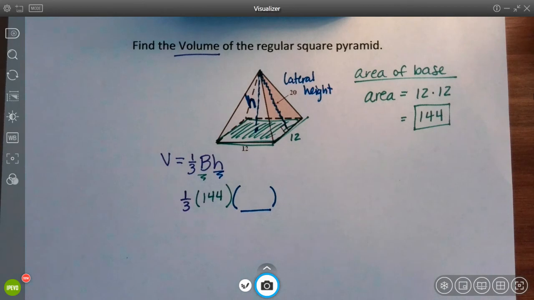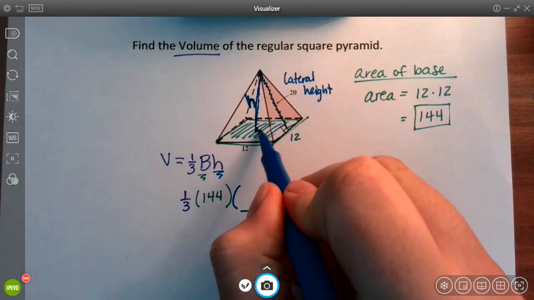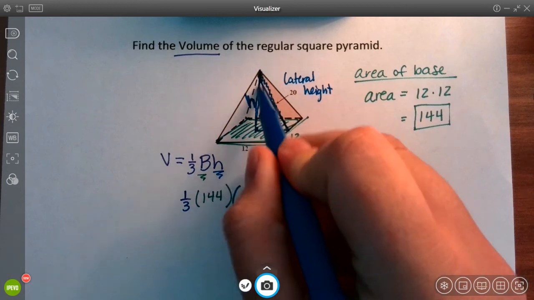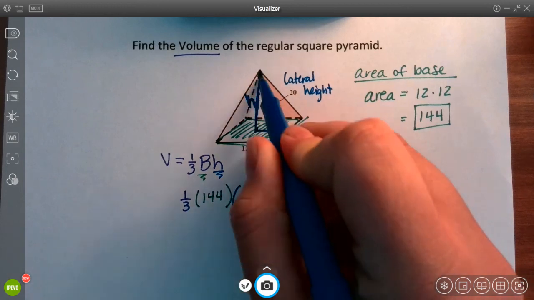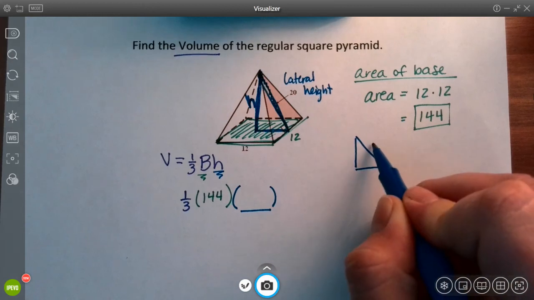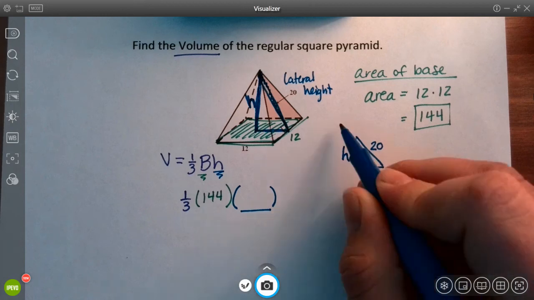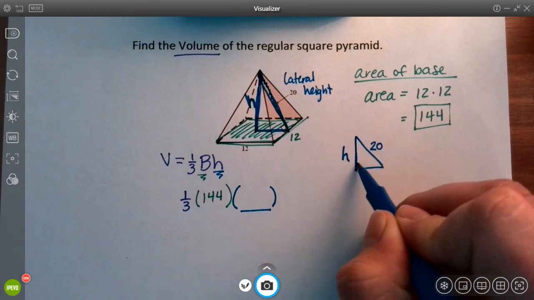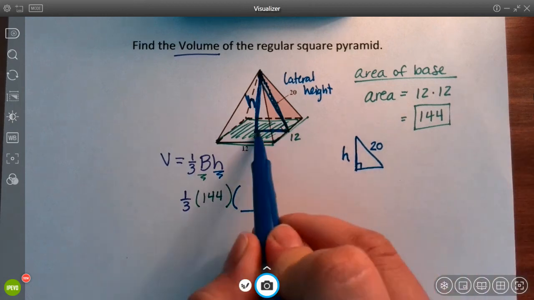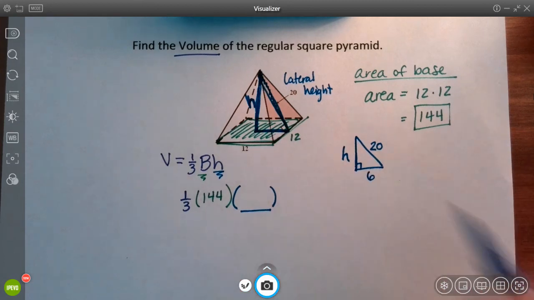Okay? Here's where right triangles come back into play. Yes, here they are again. This height makes a right triangle inside that pyramid. So if I'm going to pull that out, just so you guys can kind of see it and redraw it, I've got my lateral height of 20. I have the actual height of the pyramid. And then I have kind of half of this base. Half of the base. So half of 12 is 6.